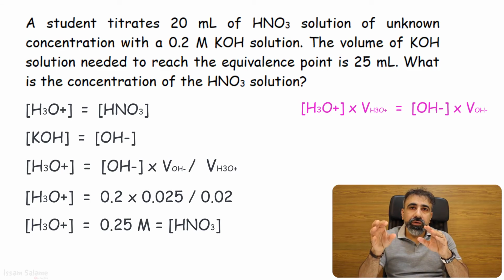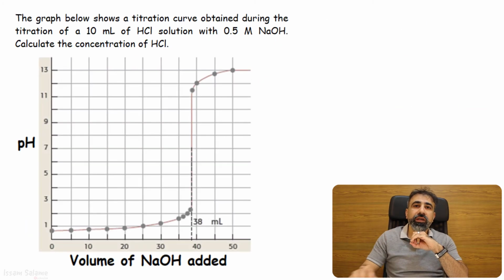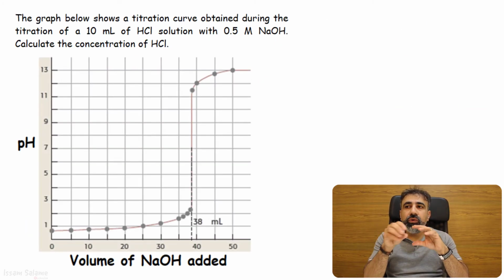Here we had the volume of the base given in the question. But what if we have to find the volume of the base added from a graph, like in the following exercise? The graph below shows a titration curve obtained during the titration of 10 milliliters of hydrochloric acid solution with a 0.5 molar sodium hydroxide. Calculate the concentration of hydrochloric acid.